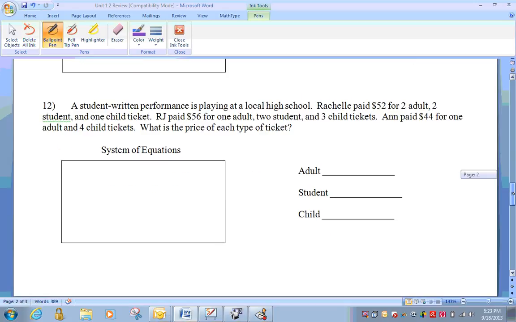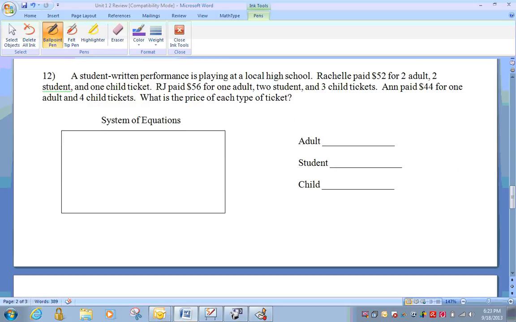Alright, now we're going to go for 12. Problem 12, it says a student-written performance is playing at a local high school. Rochelle paid $52 for 2 adult tickets, 2 student tickets, and 1 child ticket. So we can write an equation for 2 adult tickets plus 2 student tickets plus a child's ticket, and the total she paid was $52. RJ paid $56 for 1 adult ticket, 2 student tickets, and 3 children tickets. And then Ann paid $44 for 1 adult ticket and 4 child tickets.